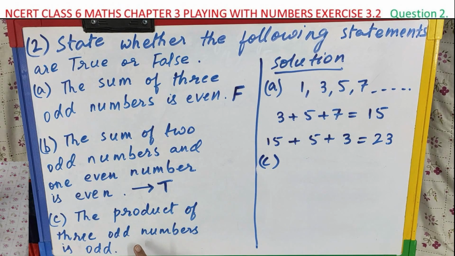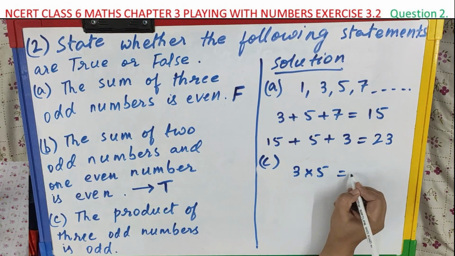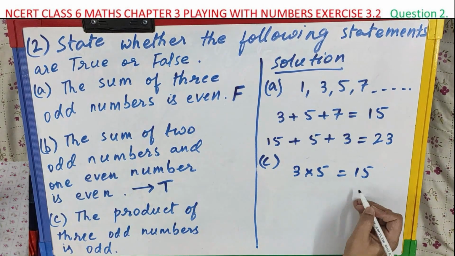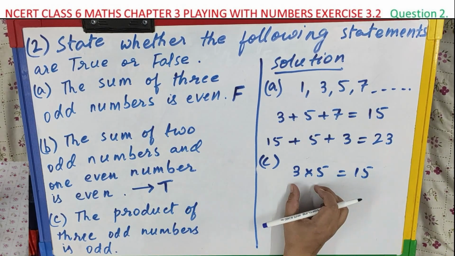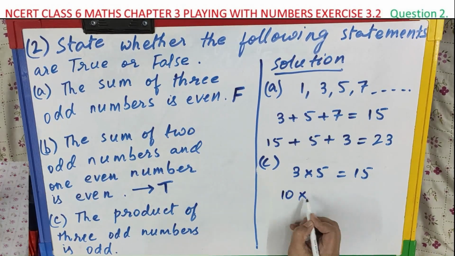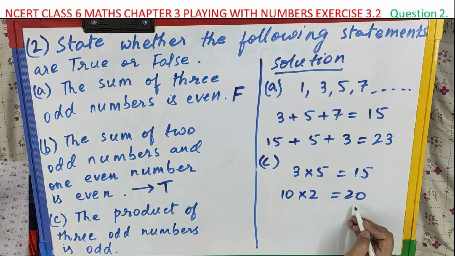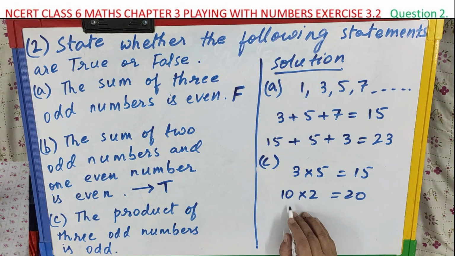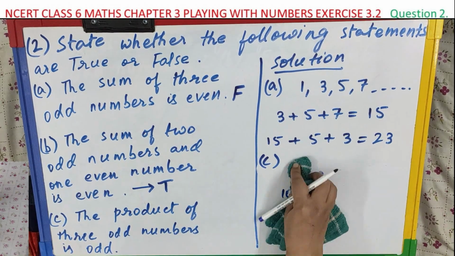The product of three odd numbers is odd. Product means the result of multiplication. If we multiply 3 and 5, we say that the product of 3 and 5 is 15. 10 into 2 is 20. The product of 10 and 2 is 20. It means the result of multiplication of two numbers is the product of those two numbers. Okay. So you have understood what is product.